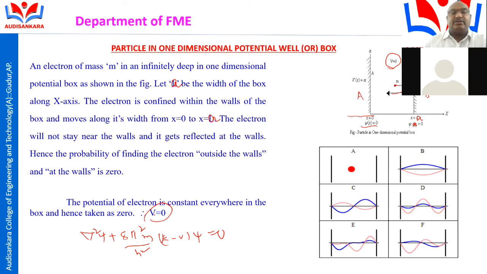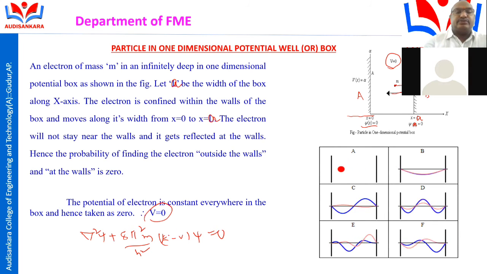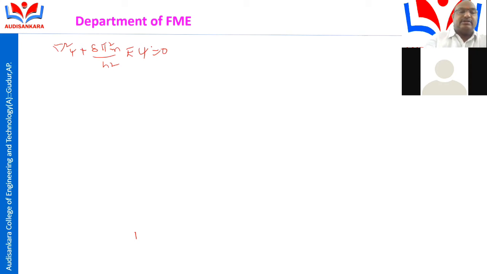But here V is equal to 0, that means the free particle tends to move within the rigid walls of A and B. So in place of V, substitute 0. The corresponding equation del square psi plus 8 pi square m by h square E psi is equal to 0.